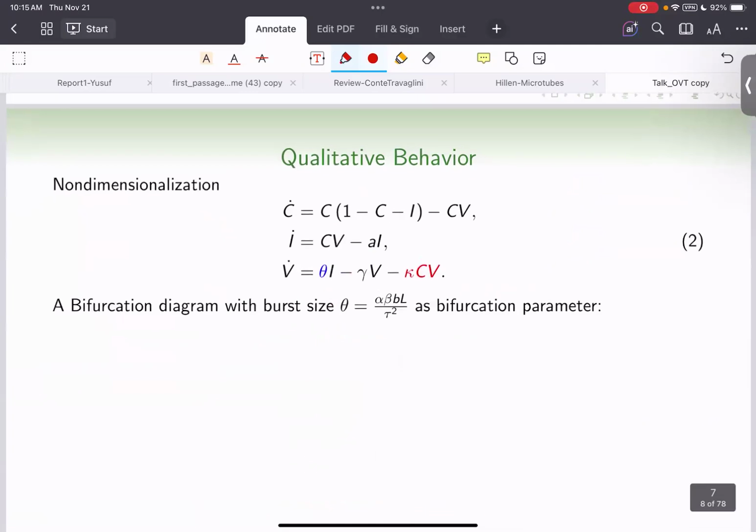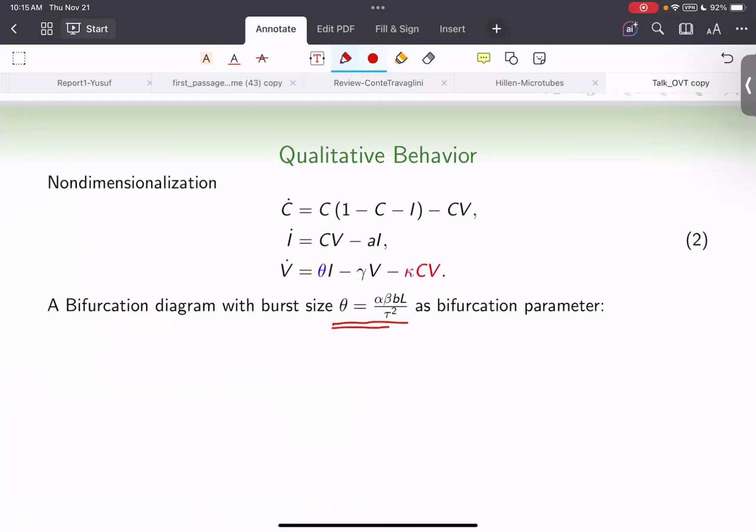And then one parameter I want to single out, which I call theta, which is a combination of the alphas and betas and so on, and in particular of the B. Remember, B was the burst size. So how many new virus particles you get from a bursting cell. And so then I call theta kind of the effective burst size. This is essentially a burst size parameter here. And this will be the bifurcation parameter. So I will analyze what happens if theta is small or big.